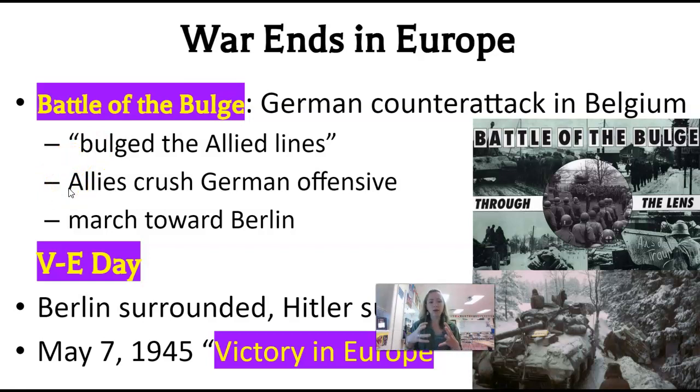Berlin ends up being surrounded. Hitler knows, right, that the inevitable has become a reality and that he is going to lose the war. He commits suicide under the streets of Berlin, and on May 7th, 1945, you have VE Day, which is called Victory in Europe. Right, so that's great and well.